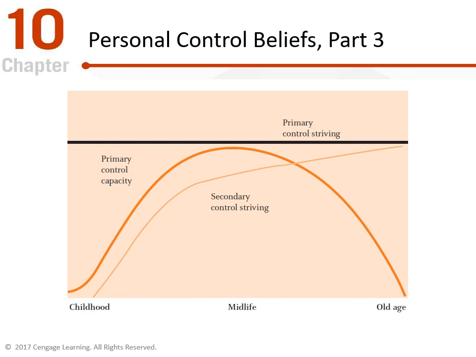So this figure looks at the hypothetical lifespan trajectories for primary control potential and primary and secondary control. In the first half of life, primary and secondary control striving operate in parallel. During midlife, primary control capacity begins to decline, but secondary control striving does not. So the desire for control does not change, but what differs with age is whether we can affect our environment or whether we need to think about things differently.